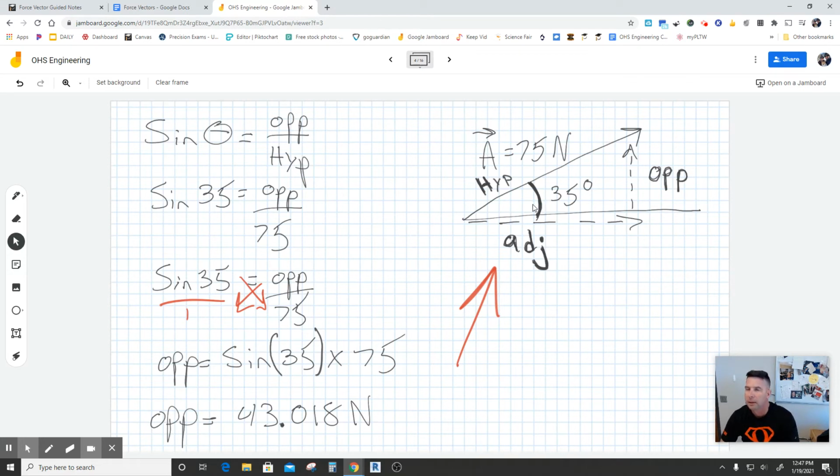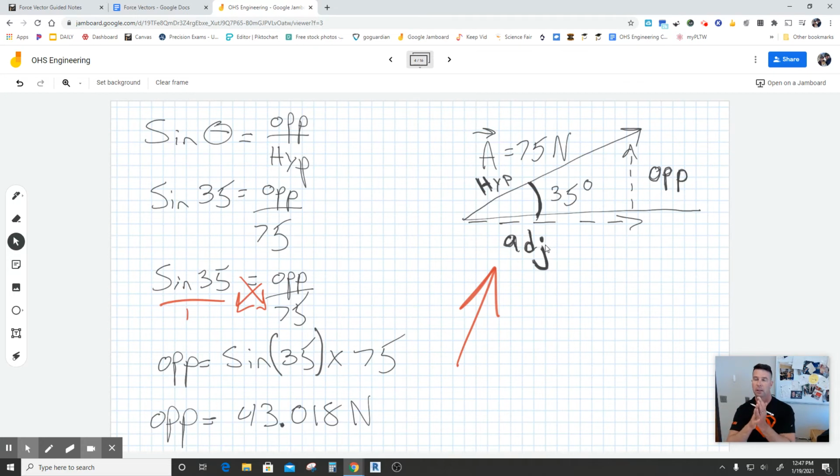Sorry about that. I always think of this as the eyeball always sees to the opposite side. So that's our opposite side. The side next to the angle is adjacent, and then of course the long side of the triangle is our hypotenuse. So what we're getting at here is this is some force at some angle, but some of it is in the x direction and some of it is in the y direction. That's why we're trying to find these adjacent and opposite sides.